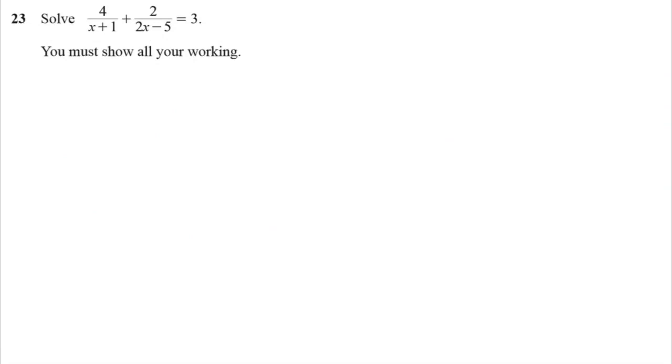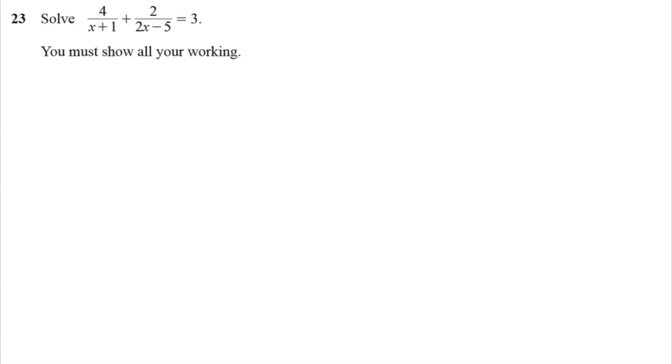All right, last question, 23. So we have a fraction plus a fraction equals 3. Sounds easy, right? But how do we add fractions? We need common denominators. How do we get common denominators? We can cross multiply. Okay, that's it. That's the spirit. That's what we're going to do.